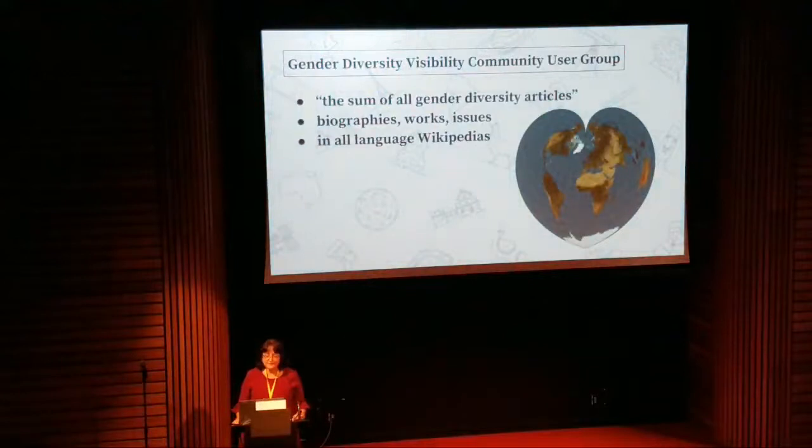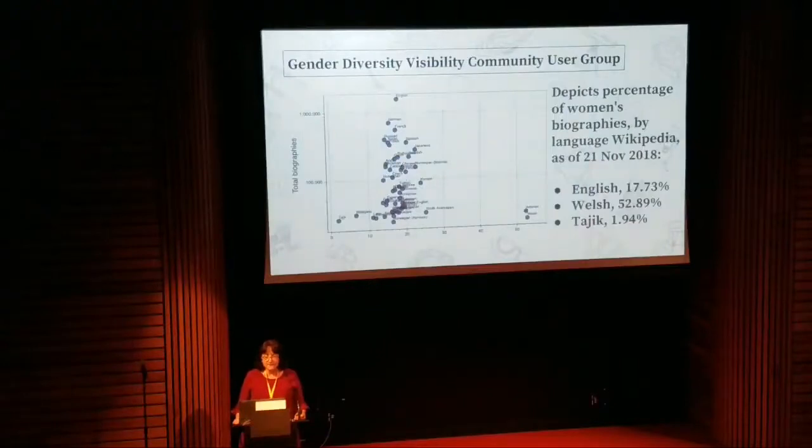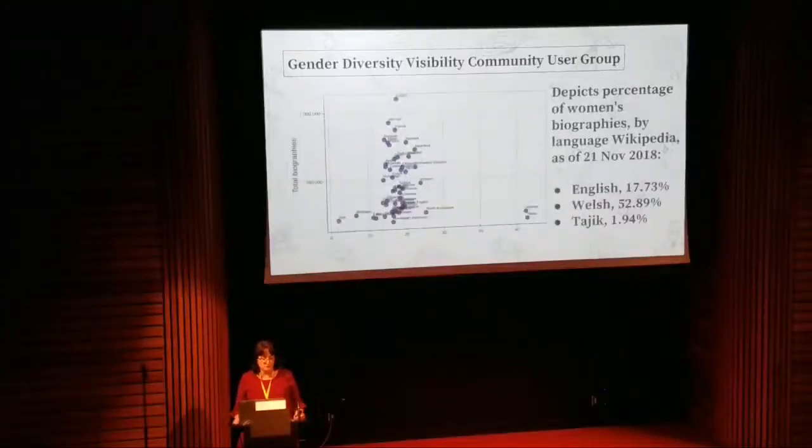The Gender Diversity Visibility Community User Group is a new affiliate established in 2018. Think of it as the sum of all gender diversity articles in all languages. Originally, it was intended to be an affiliate outgrowth of Women in Red, whose focus is on women's biographies, women's works, and women's issues broadly construed. But it became much more inclusive of gender in general, not just women in particular. We work on issues related to knowledge equity, global representation, diversity, and inclusion.